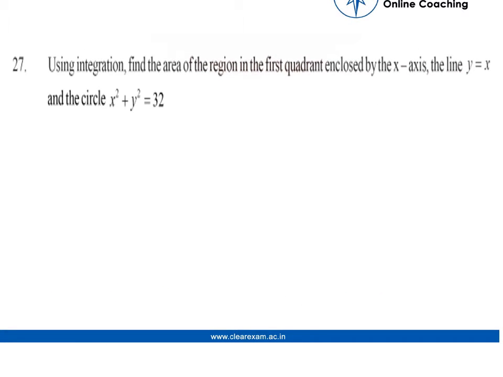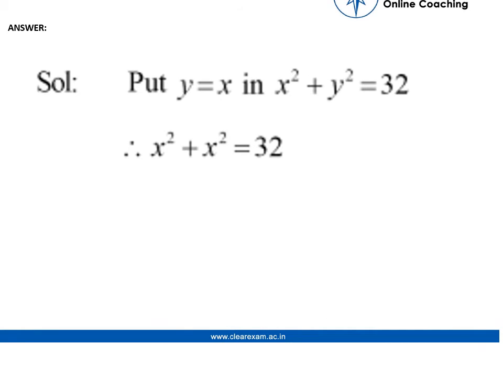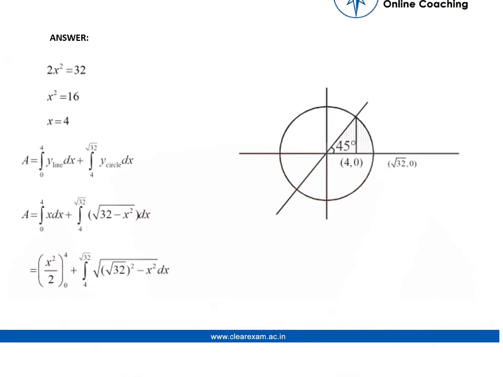Using integration, find the area of the region in the first quadrant enclosed by the x-axis, the line y is equal to x, and the circle x square plus y square is equal to 32. So put y is equal to x in x square plus y square is equal to 32. That is x square plus x square is equal to 32. So 2x square is 32, x square is equal to 16, x is equal to 4.